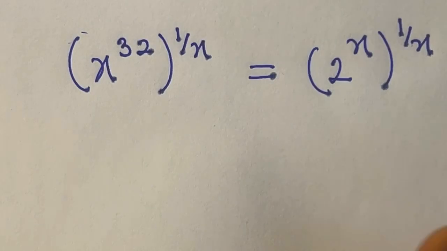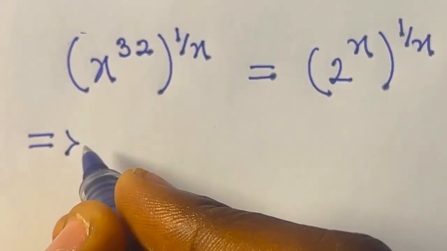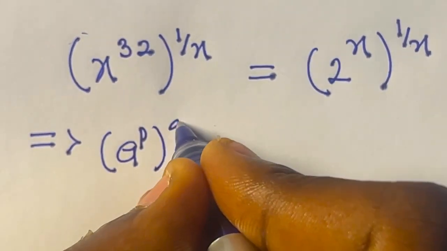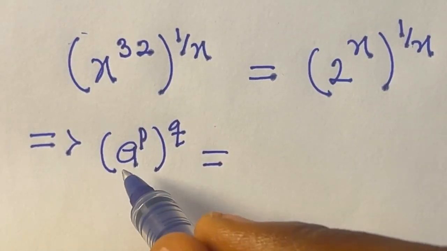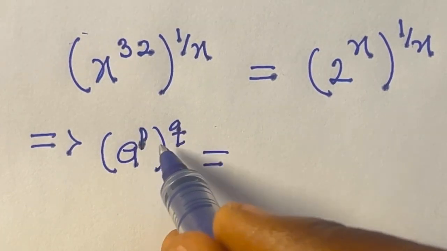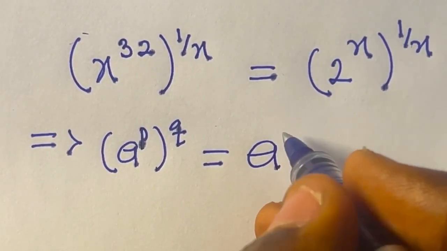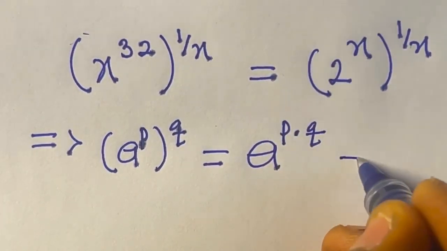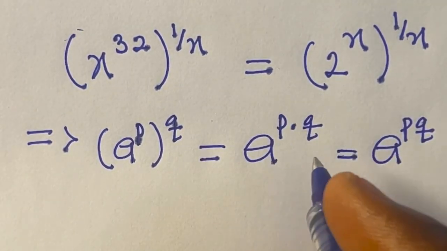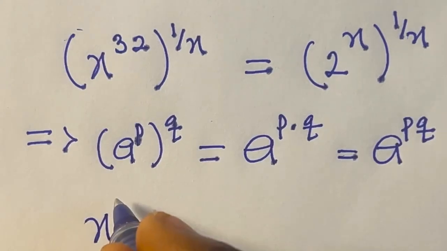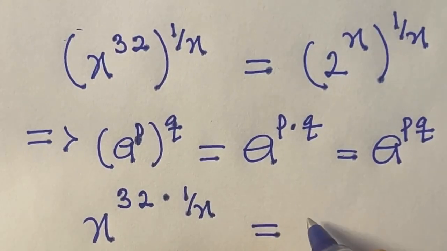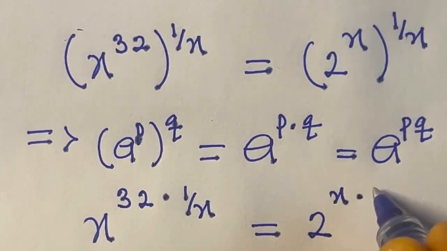All right. Then let's recall from our law of indices that if you have a raised to power p, then raised to power q, it says that if a number raised to a certain power is again raised to another power, these powers are multiplied. So we are going to have a raised to power p times q, that is a raised to power pq. Do you get that? Applying this to the above, we are going to have x raised to power 32 times 1 over x equals 2 raised to power x times 1 over x.